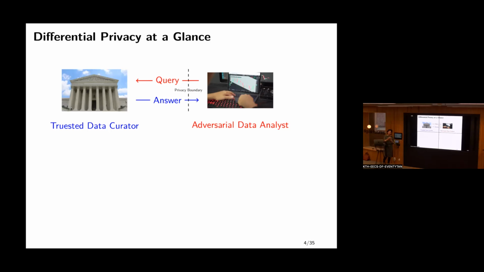There are some adversarial or untrusted data analysts, and they ask questions of this data set. For example: what is the average income of people in such and such suburb?